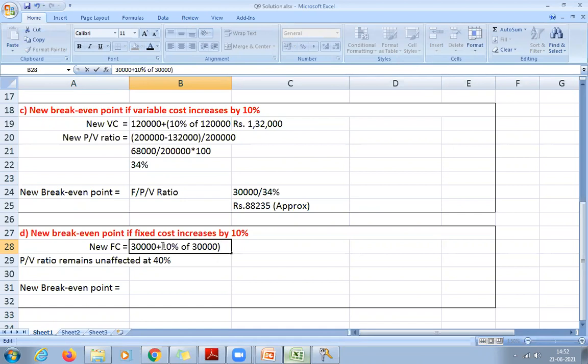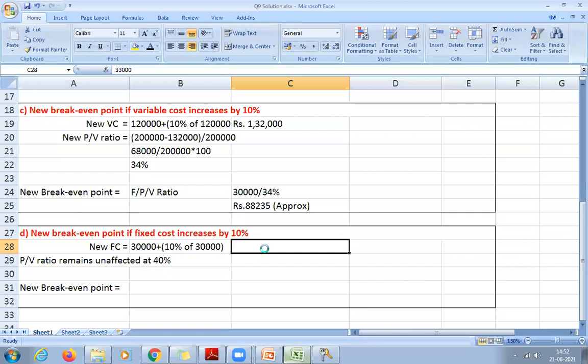How much will we get? 3,000. So 3,000 plus 30,000 is 33,000. Okay, it's very simple. I didn't do a stepwise calculation; I directly wrote the result.